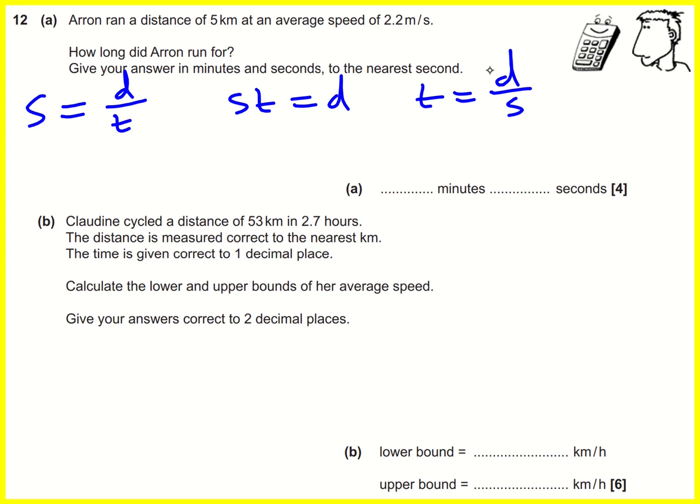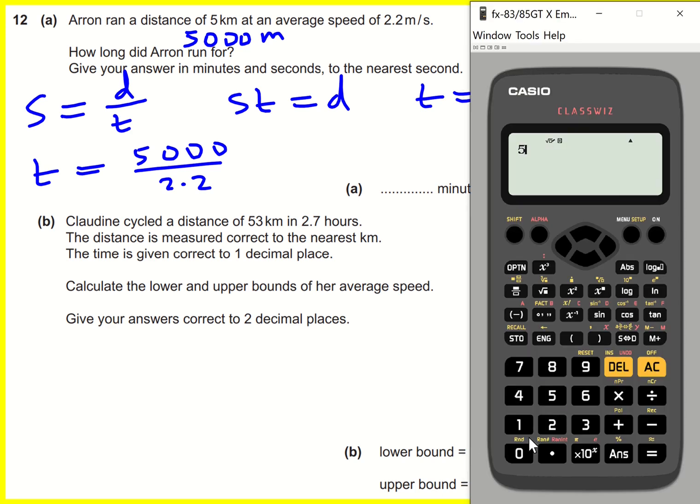I've then got my distance, 5 kilometers, and I've got my speed, 2.2 meters per second. The first thing I need to do is change it to the same unit. So this is going to be 5,000 meters, and now I could do my calculation. 5,000 meters divided by 2.2 meters per second, and that will give me my answer in seconds.